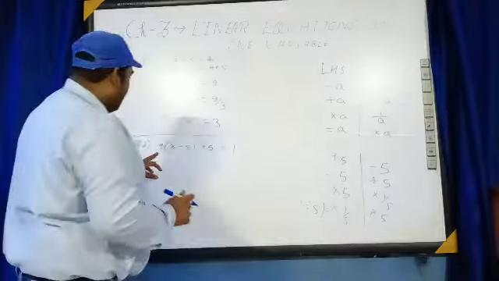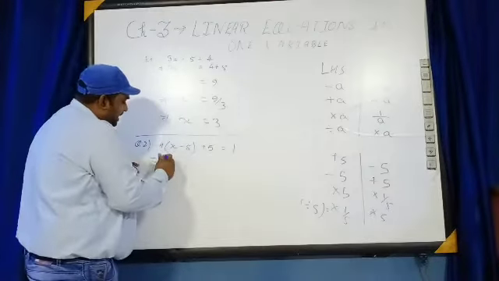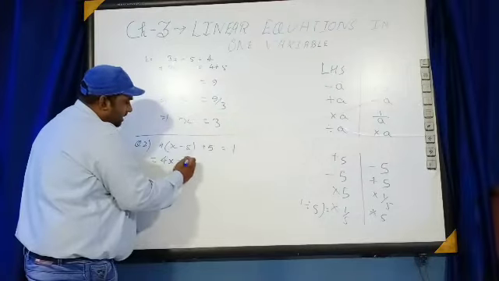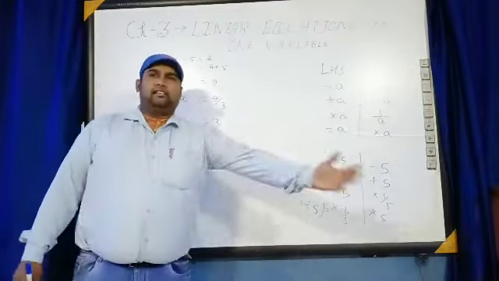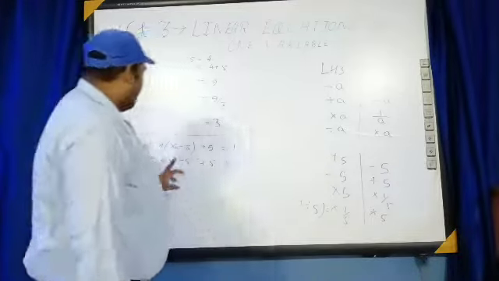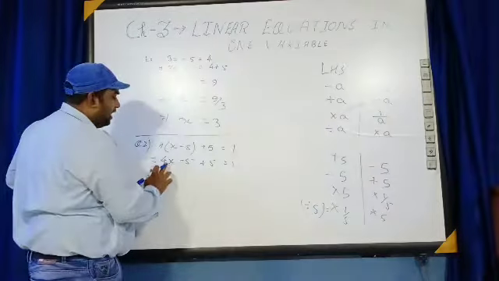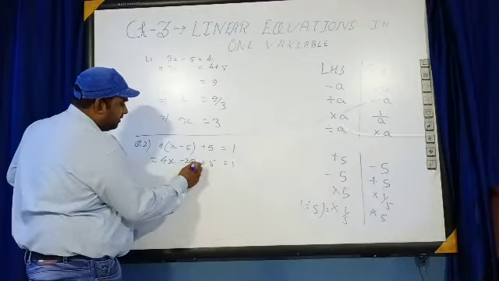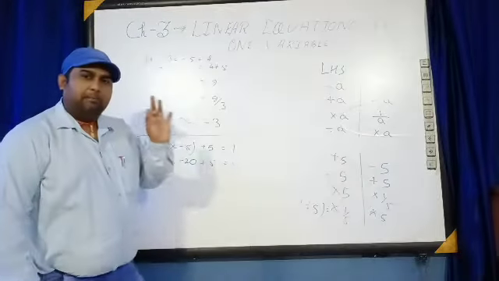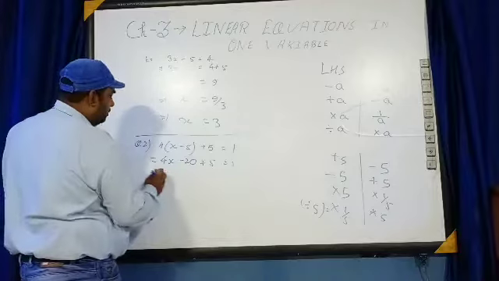What are they doing? Here 4 is outside of the bracket, and they are only multiplying the 4 with x, writing 4x minus 5 plus 5 is equal to 1. And finally they find that they have not got the answer. But here what you have to do? Here 4 is multiplied with x, 4x, and 4 is multiplied with 5 also, and you will get minus 20, and then plus 5 is equal to 1.